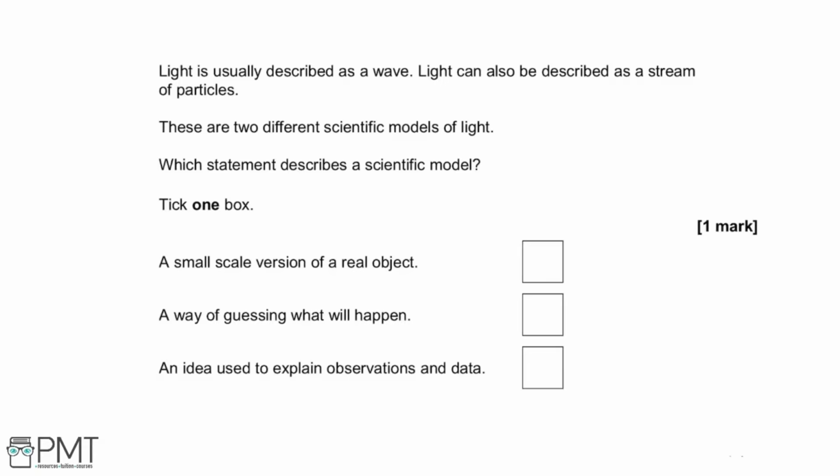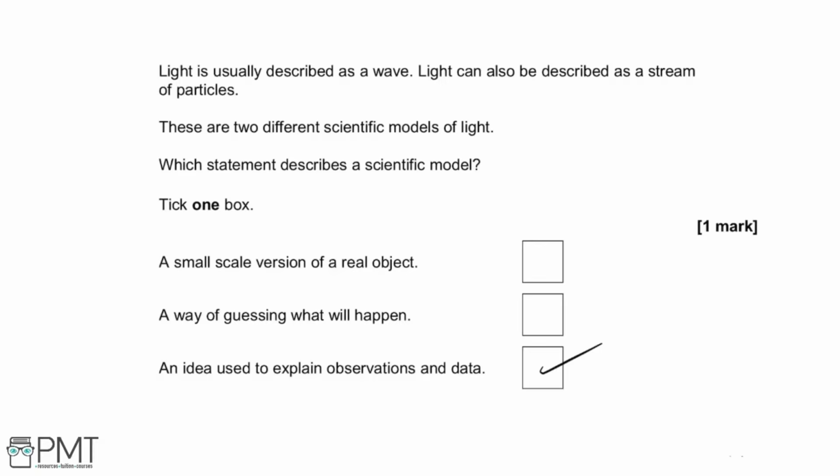I'll tell you the answer now. The answer is that a scientific model is an idea used to explain observations and data. If we look at the other two, the first is a small-scale version of a real object. Well, that's not a scientific model. That describes sort of a physical model that you'd have, maybe like a model ship or something. That's not a scientific model, that's just how we would describe a model in day-to-day life.